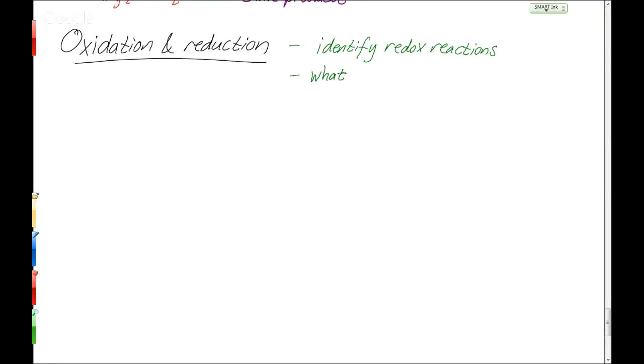And then identify which chemicals are oxidized or reduced. So that's what you need to be able to do from this stuff once we go through it. Let's first talk about those definitions. What does oxidation or reduction mean? Does anybody know or remember?